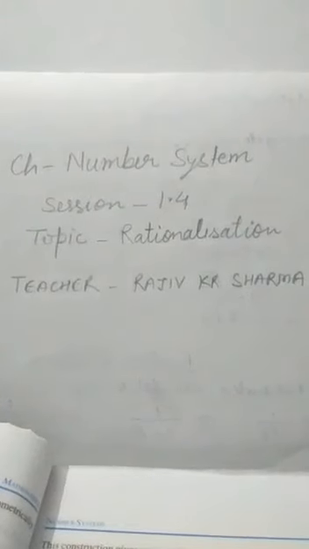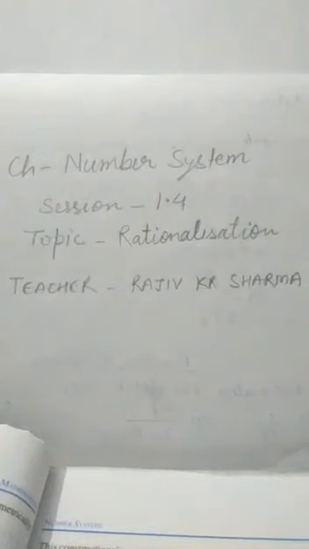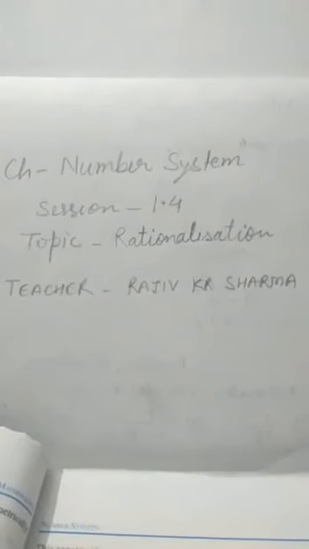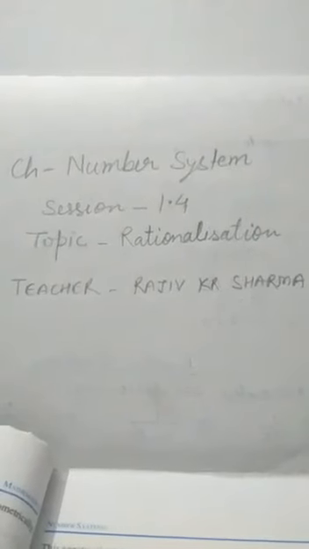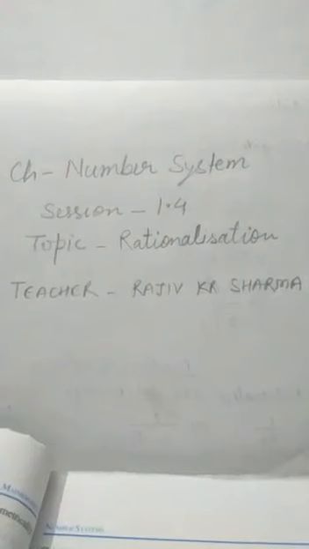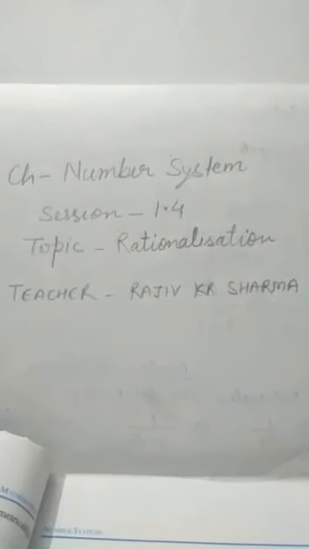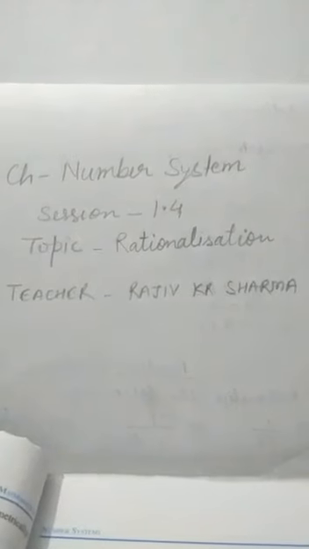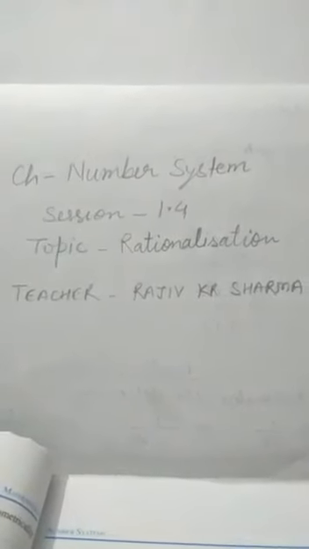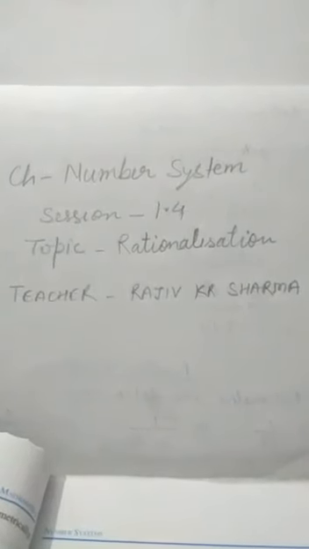Today we are going to discuss the chapter number system, and the topic will be rationalization. Before starting this rationalization, I would like to discuss the mathematical operations on real numbers. As we know, mathematical operations are addition, subtraction, multiplication, and division, and we will apply these operations on numbers taken from this chapter, number system.